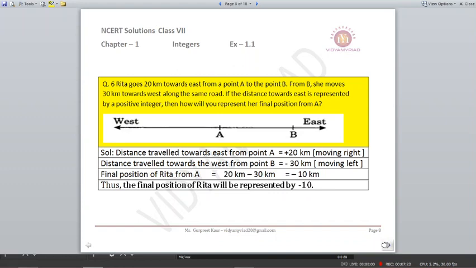So what is the final position from point A? From point A she is 10 kilometers towards the west side. So I will represent it by minus 10 because she is towards the west side. A is the point. If she was on the right side, then it would be represented by plus. Now she is on the left side, on the west side, so the answer is represented by minus 10 kilometers.